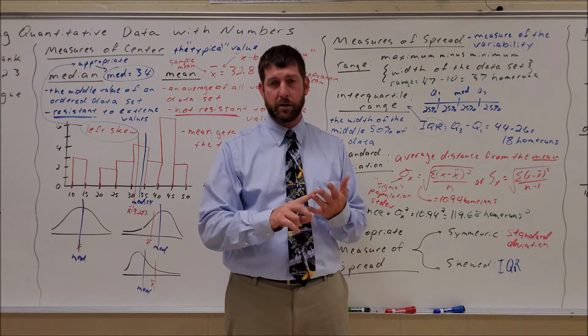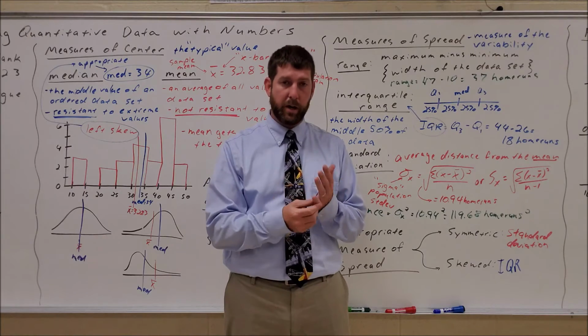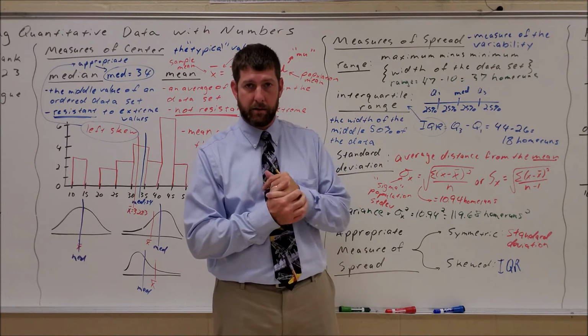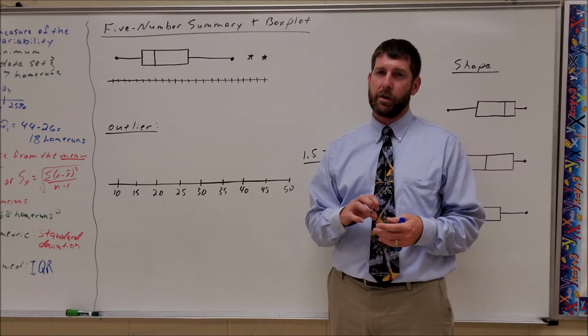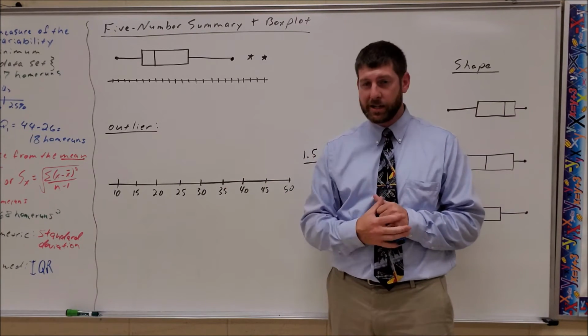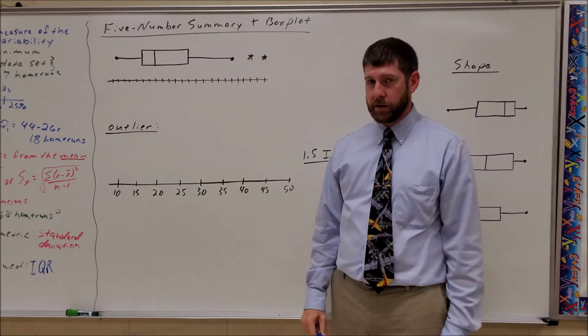Okay, now let's talk about outliers, because that was the next thing. We had shape, outlier, center, and spread. We've talked about how shape helps us dictate center and spread. Well, let's figure out what exactly makes an outlier. So before we can really talk outliers, I need to talk about the 5-number summary, which I mentioned earlier, and box plots.